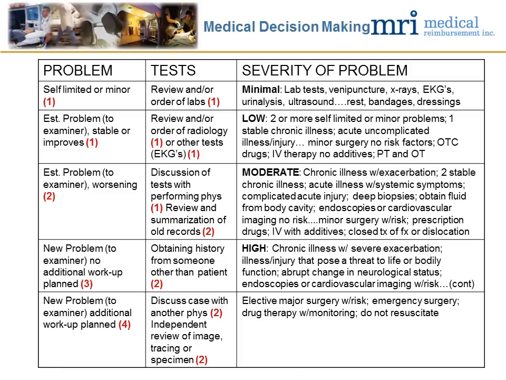If you have a patient with a new problem with no additional workup planned, and you order lab work and review old records, you would have a total of 3 points in the test column and a total of 3 points in the problem column. See the following example.